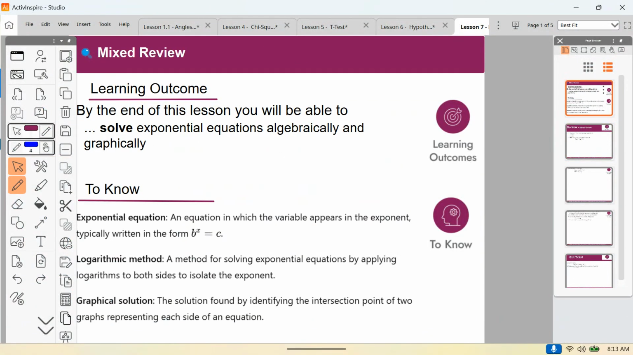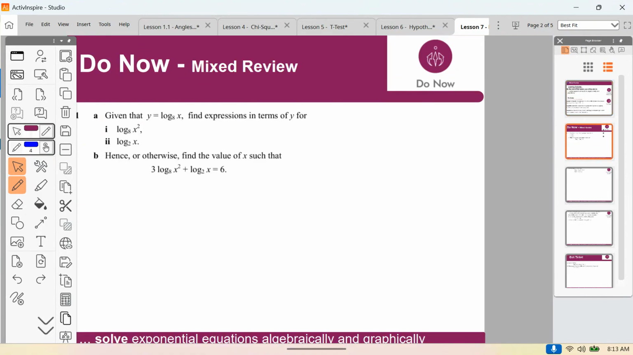Okay, good morning. So this morning we're going to be doing a mixed review of exponential functions and logarithms. We have some worksheets to work with. So have a go at our do now.